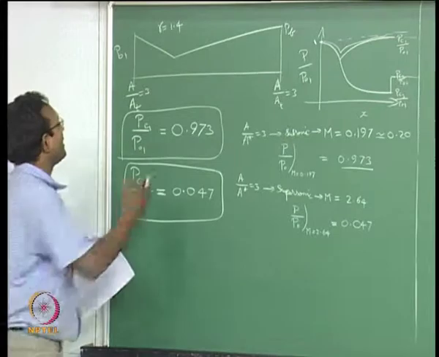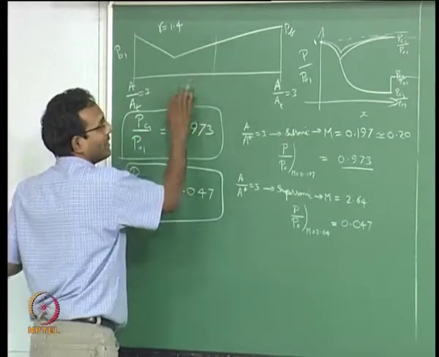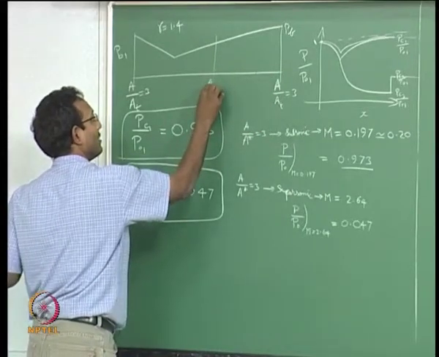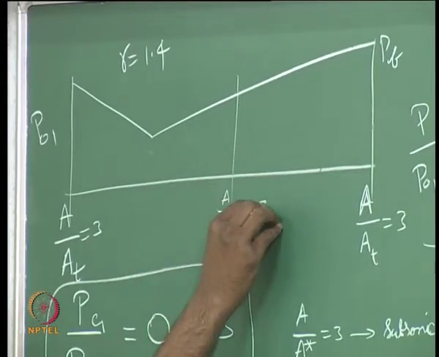If I want to find any intermediate condition, what should I do? Find that area, whatever be the area. Let us say this is 3, right. Let us say this is A by A star, A by A throat, of say 1.5.